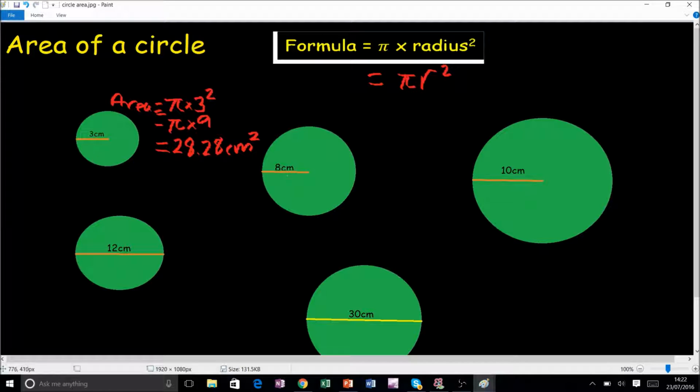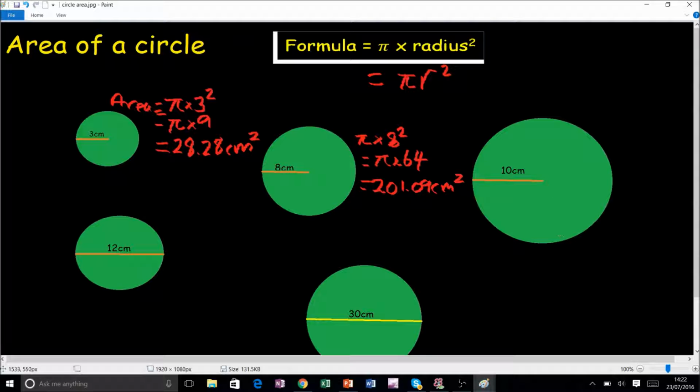Now, let's look at this one here. So we've got our radius is 8 centimeters, so we're going to have pi times 8 squared, which is also the same as pi times 64, which is equal to 201.09 centimeters squared.